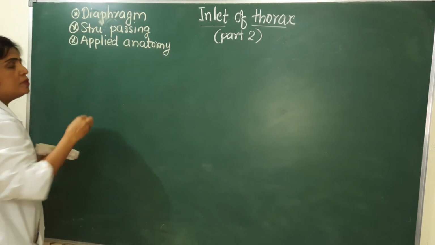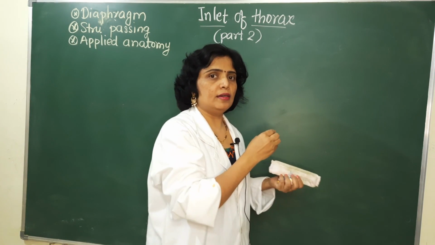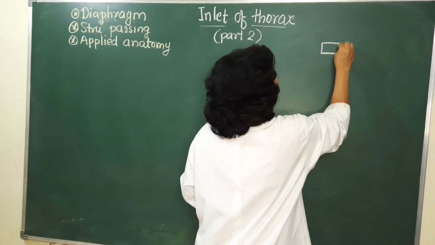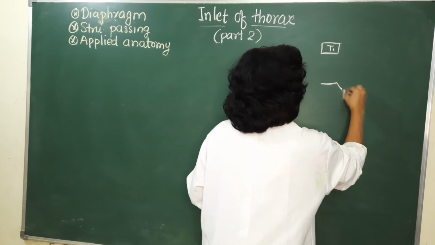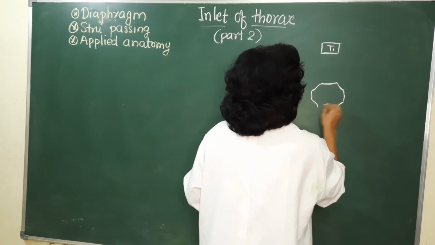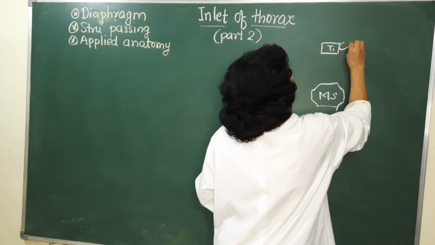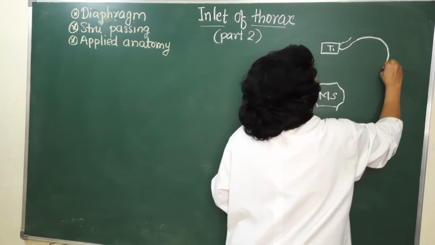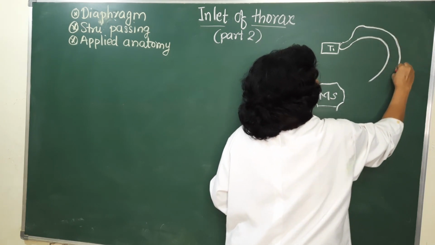Before we start these leftover topics, once again we'll draw the diagram for the inlet of thorax. Suppose here we get the first thoracic vertebra. Here is the manubrium sterni, and on either side you get the first rib. This is the head, neck, tubercle and the shaft of the first rib.